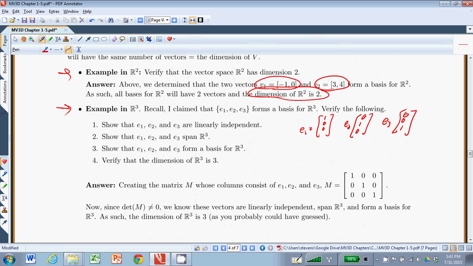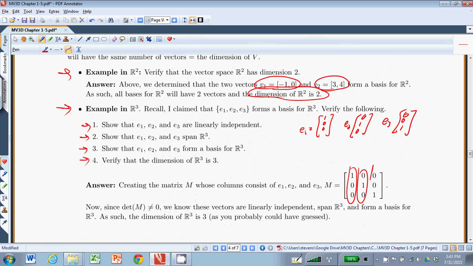So the first thing I want to demonstrate is that they are linearly independent. I need to show that they span R3. I need to show that they form a basis for R3, and verify that the dimension of R3 is 3. It's all done in one determinant calculation.